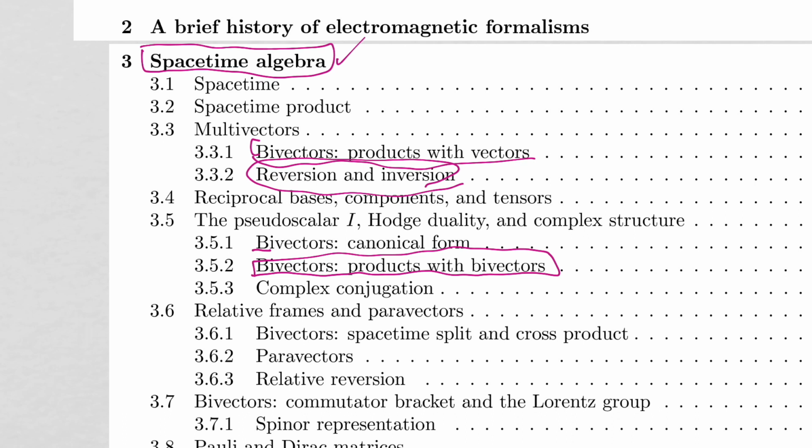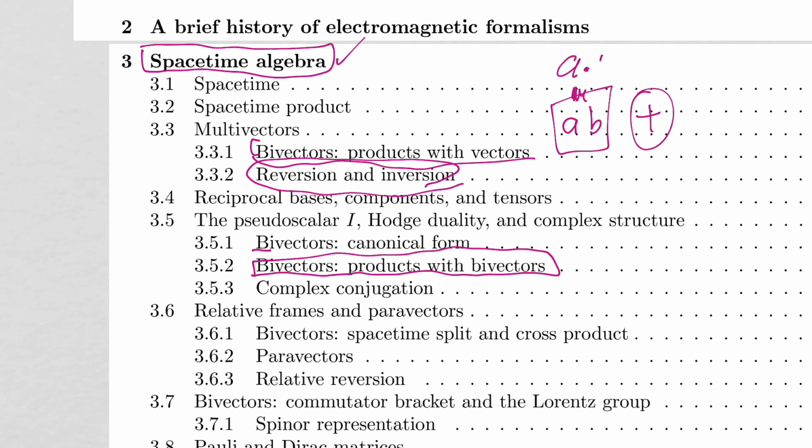The way they do this is they introduce bivectors, then they start talking about reversion and inversion, which are operations related to multivectors. However, keep in mind that of all multivector operations, there really are only two: the spacetime product and vector addition. You can add multivectors together and you can take their spacetime product. Everything else is somehow derivative from those two things, in particular from the spacetime product.